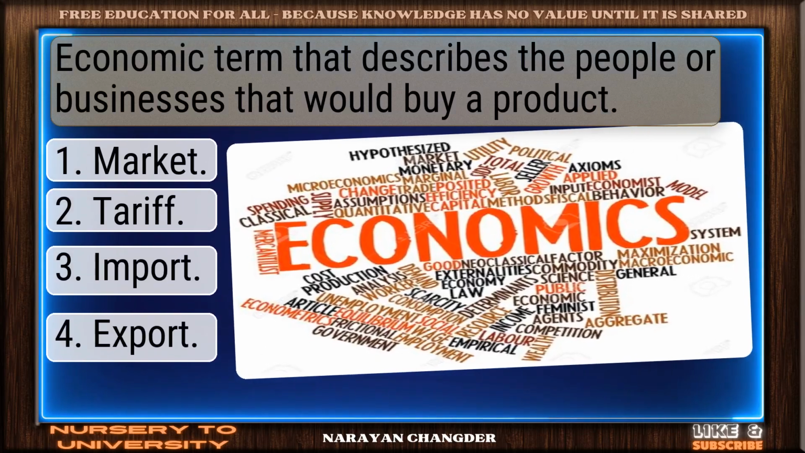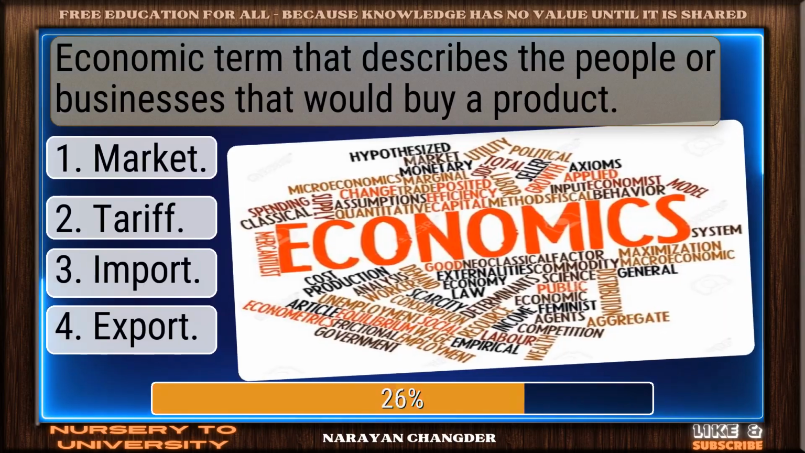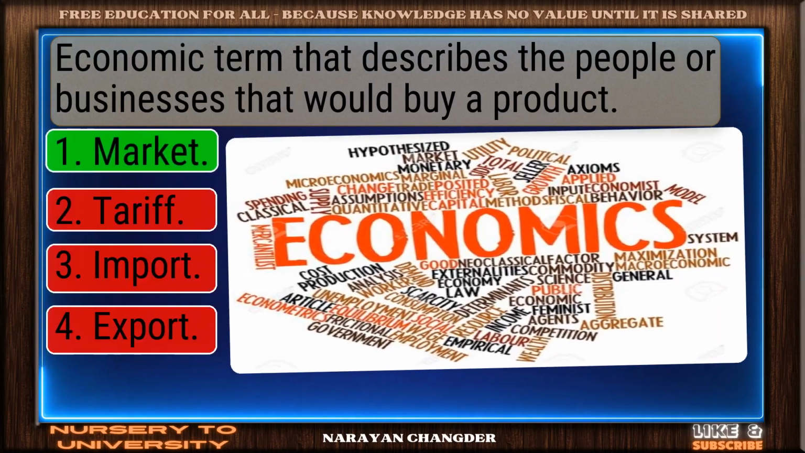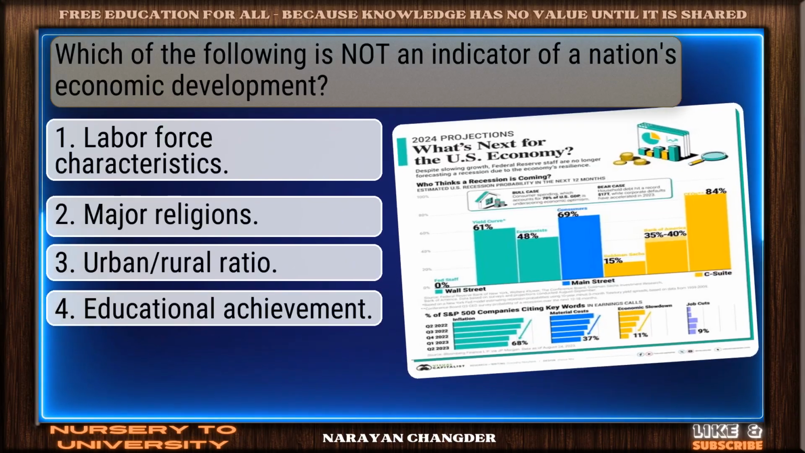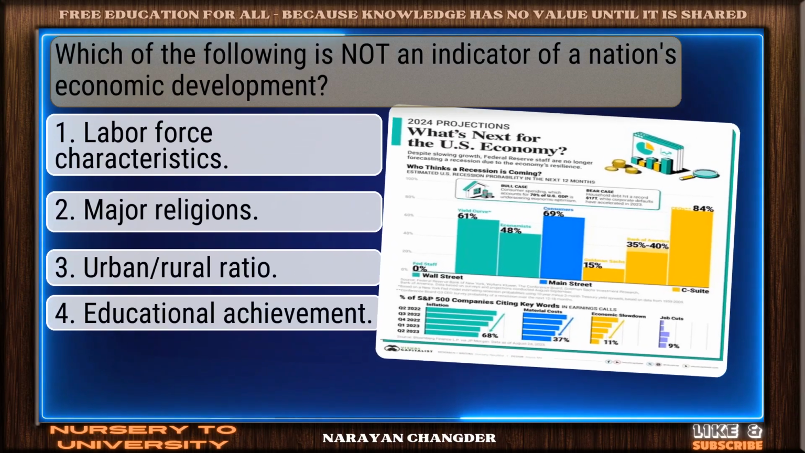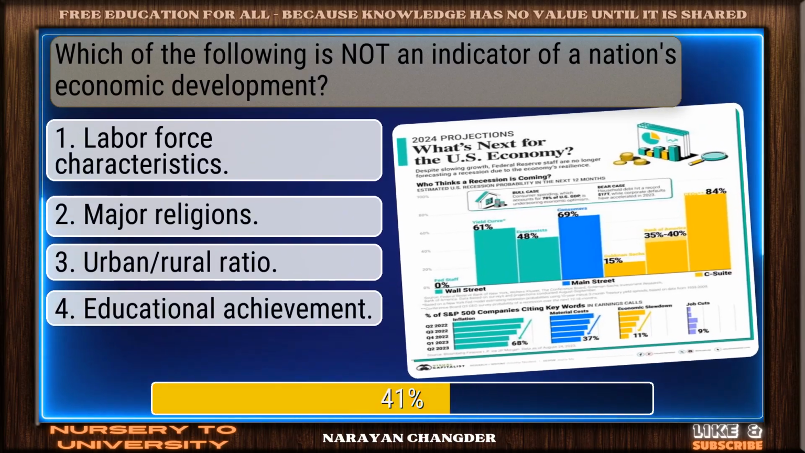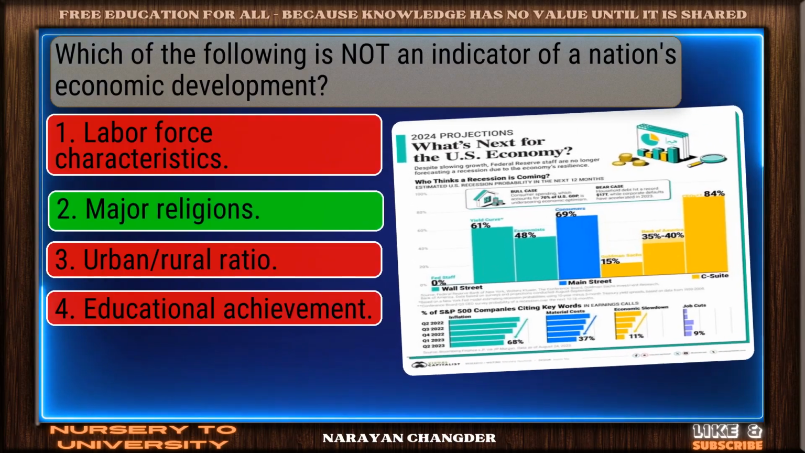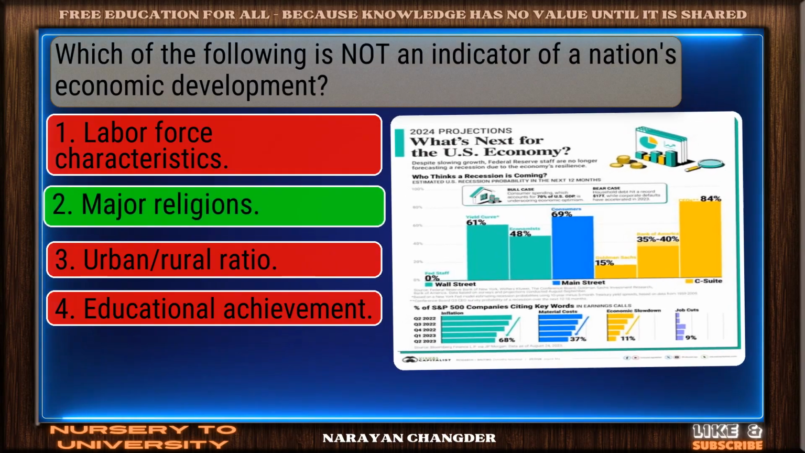Economic term that describes the people or businesses that would buy a product. Perfect. Market is the correct choice. Which of the following is not an indicator of a nation's economic development? On track. Major religions is the correct answer.